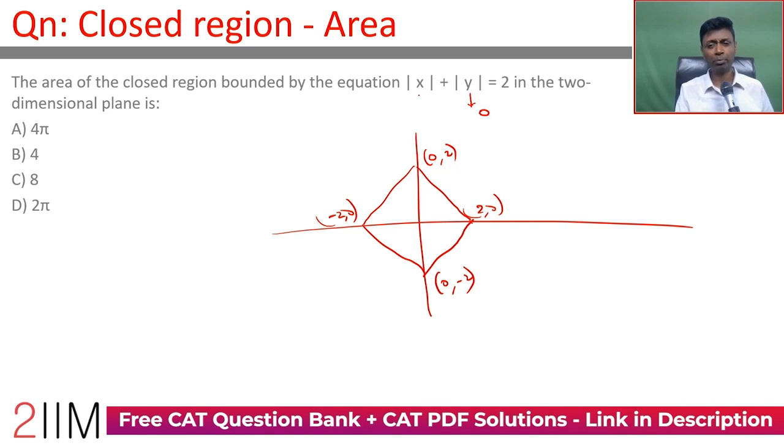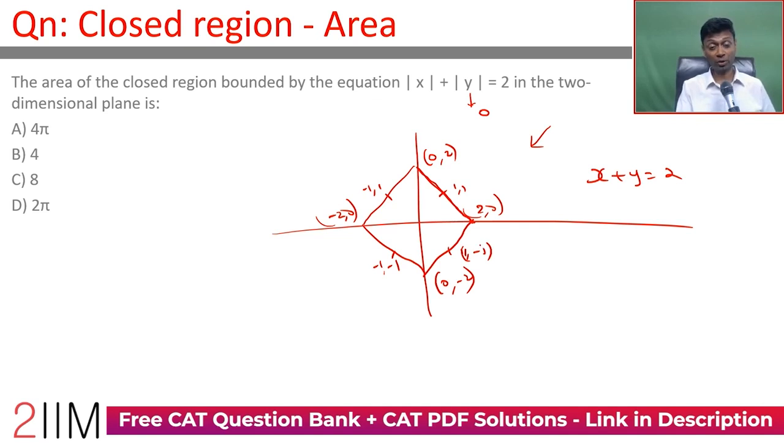If x and y are both positive, that is, we are in this quadrant, mod x plus mod y equal to 2 is just x plus y equal to 2. You have a straight line like this. (1, 1) will be on this. Therefore, (minus 1, 1), (minus 1, minus 1), and (1, minus 1) will be too. So we can see this graph take shape step by step.